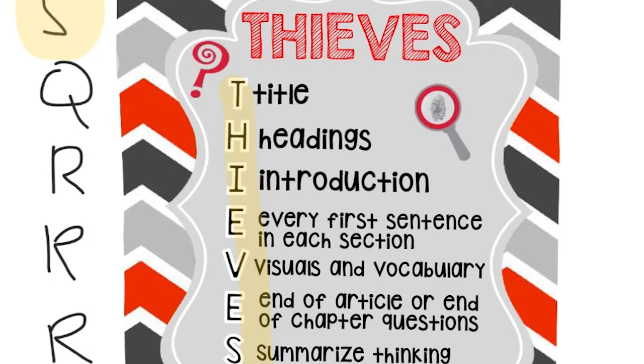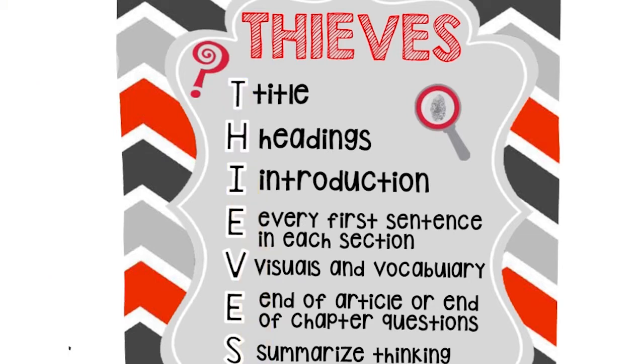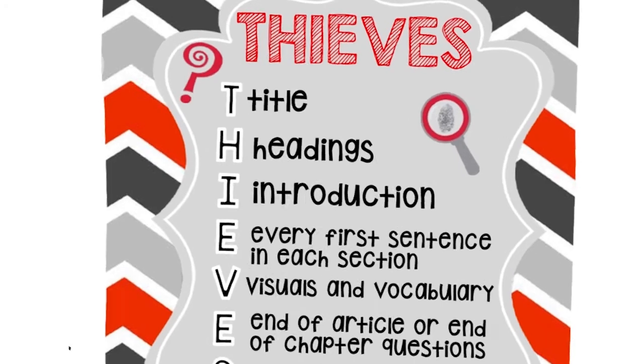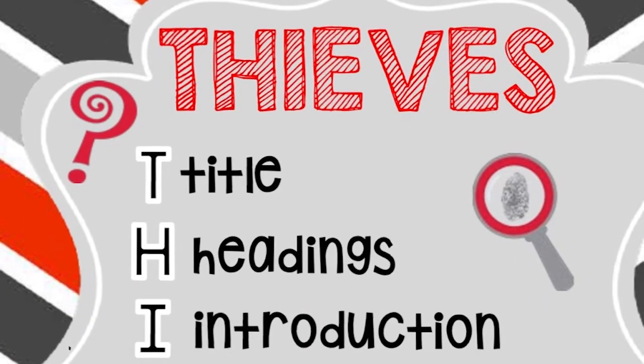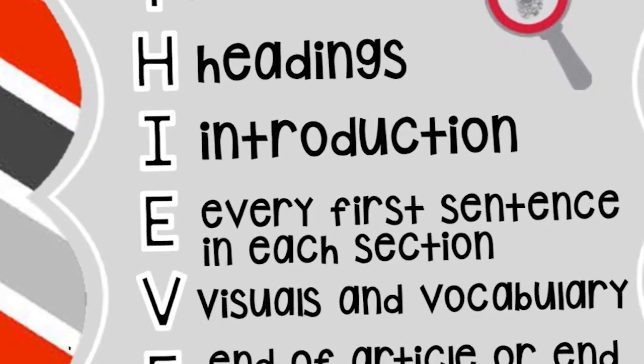These steps are meant to be used only for nonfiction, especially for a textbook. Some of the steps you'll see only work for a textbook. When you start your reading in a textbook, try to follow the Thieves system. The very first thing you look at is the title, then any headings. Look for those bold letters of headings. What's the introduction? Can you identify it?